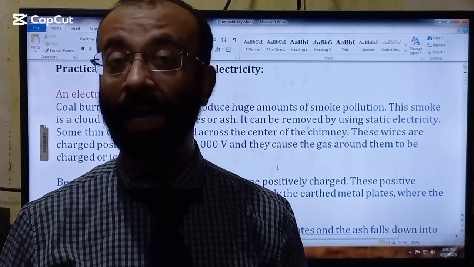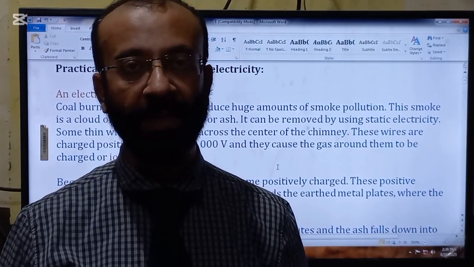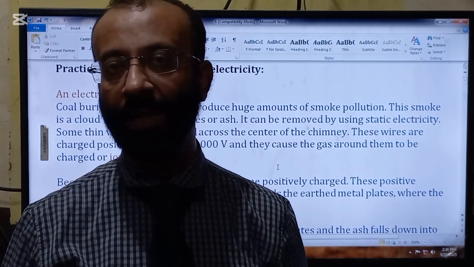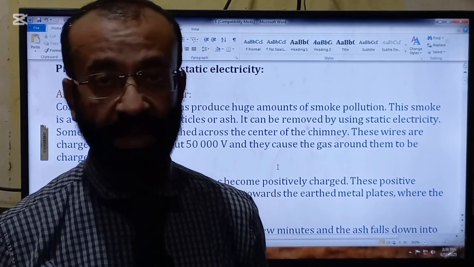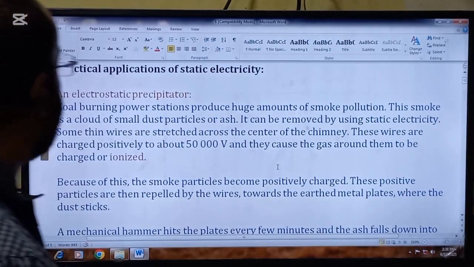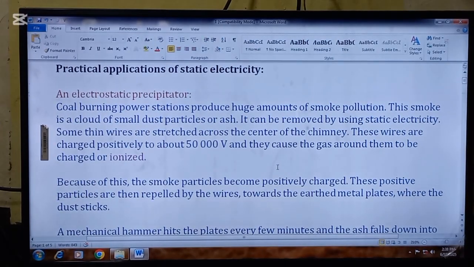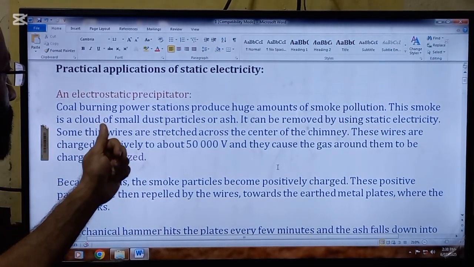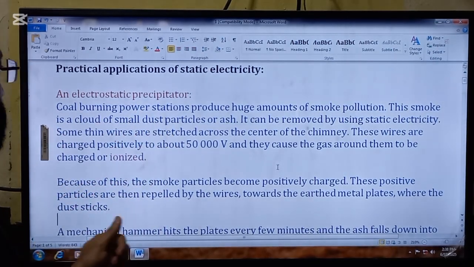Good morning, students. Our today's topic in the subject of physics is practical applications of static electricity. In the topic of static electricity, so concentrate yourself. We are going to start. First, practical application of static electricity which we are going to read is an electrostatic precipitator.